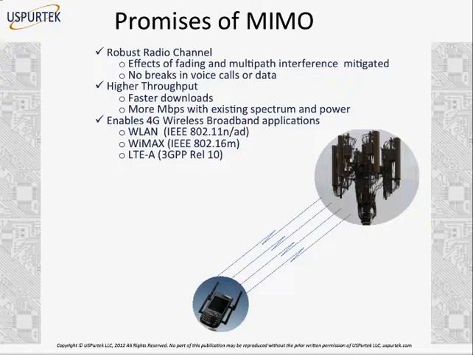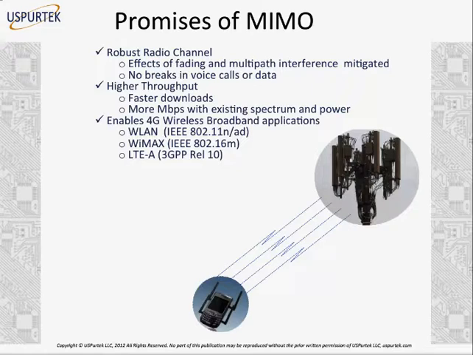And on top of all that, it enables 4G wireless broadband applications in different standards. In wireless LAN standards, which is the 802.11 family of standards, versions N and AD have adopted MIMO. N is commercially available, AD is not yet available, it's going to be.